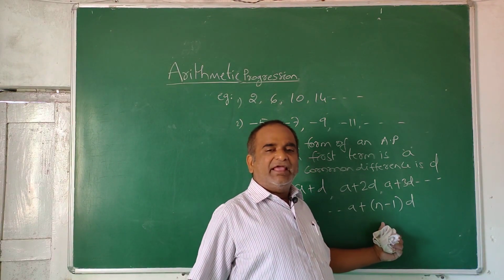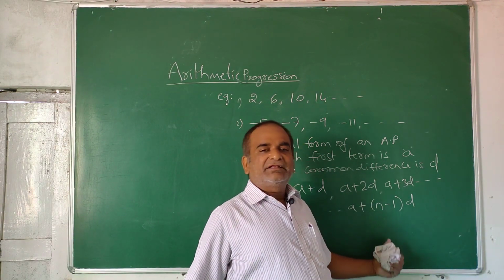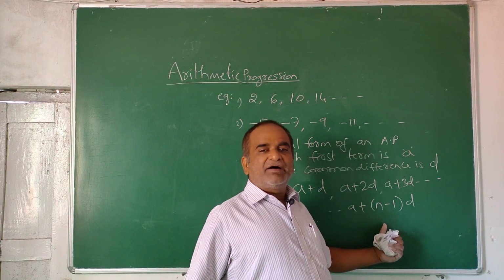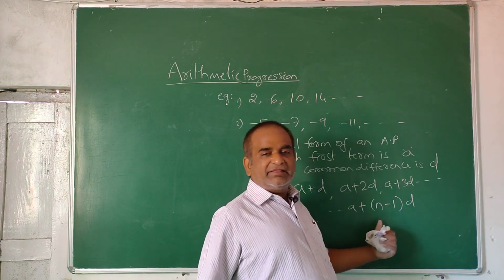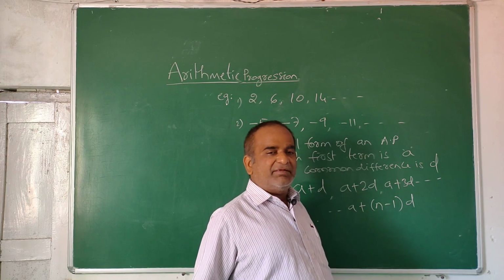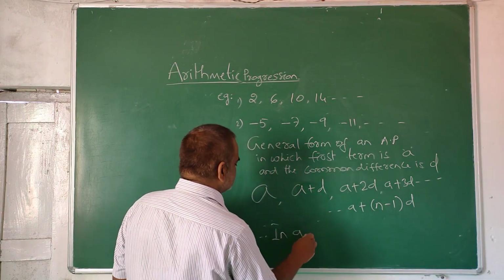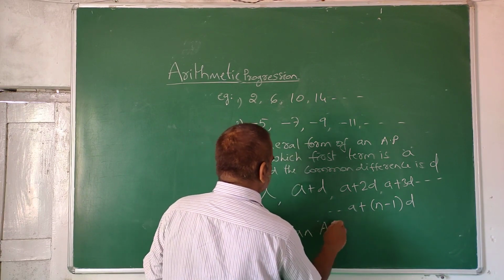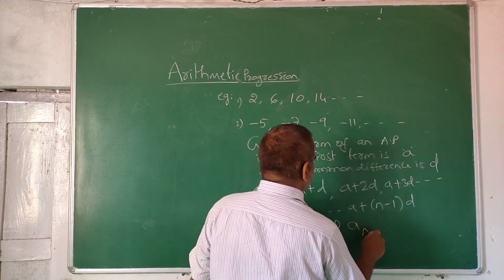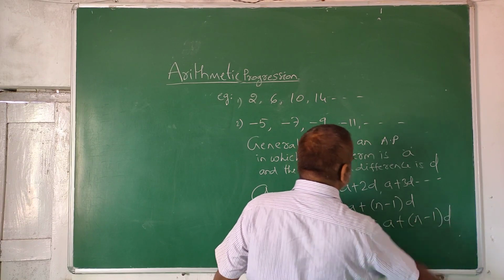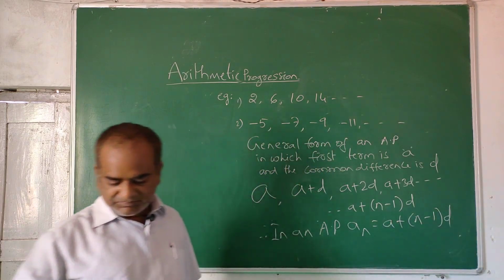Now I am writing the nth term. So in the nth term, there will be n minus 1 D's. So the nth term of any arithmetic progression is A plus n minus 1 into D. Therefore, in an AP, nth term is A plus n minus 1 into D. Understood?